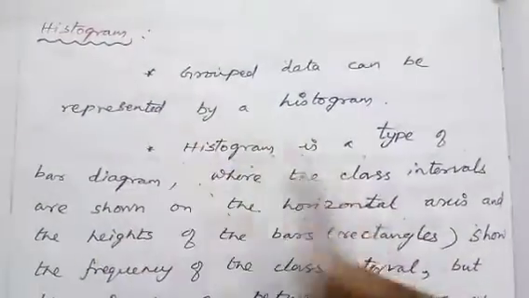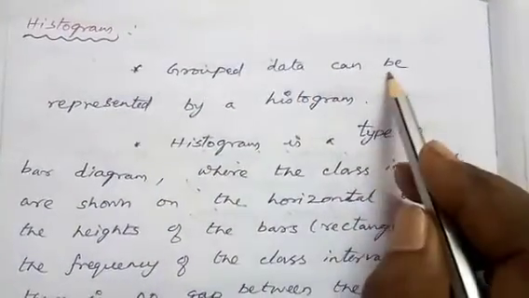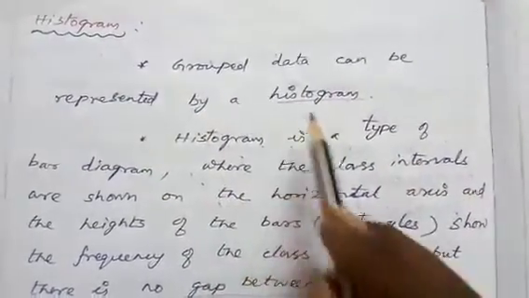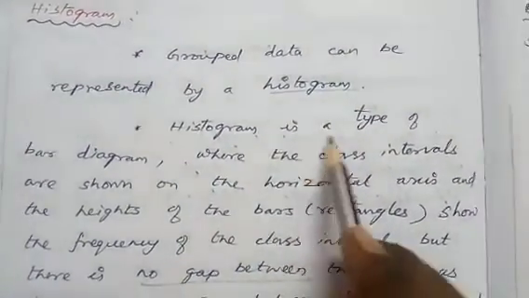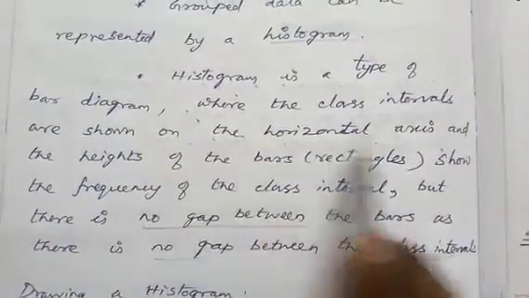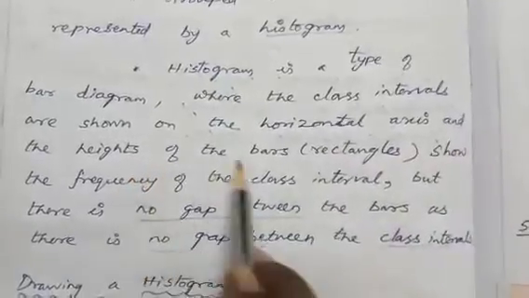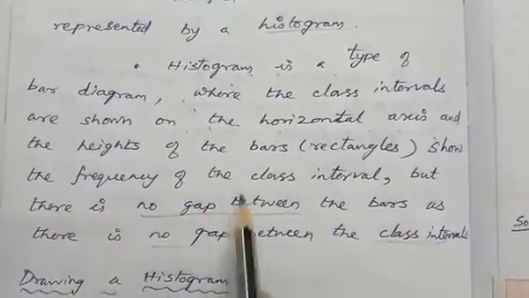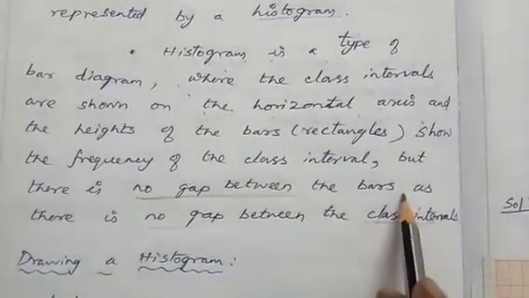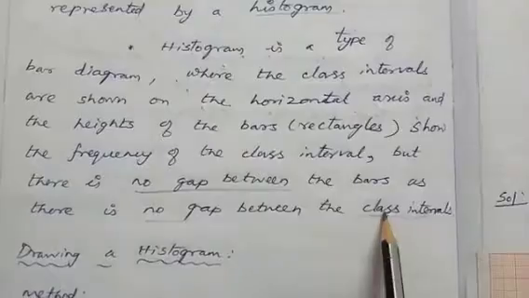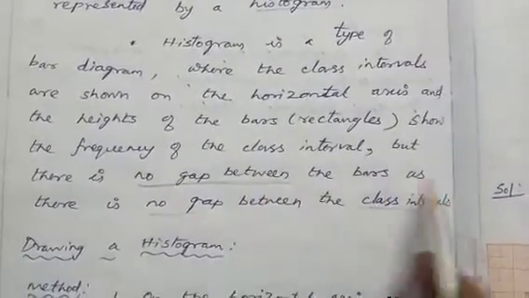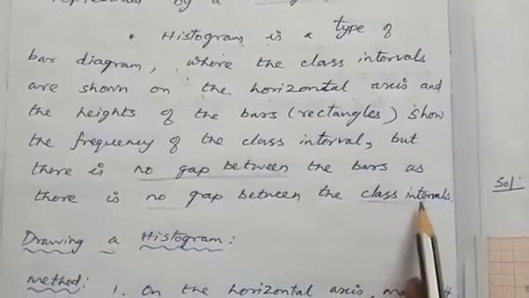Next one is histogram. Grouped data can be represented by a histogram. A histogram is a type of bar diagram where the class intervals are shown on the horizontal axis and the heights of the bars show the frequency of the class interval. But there is no gap between the bars, as there is no gap between the class intervals.